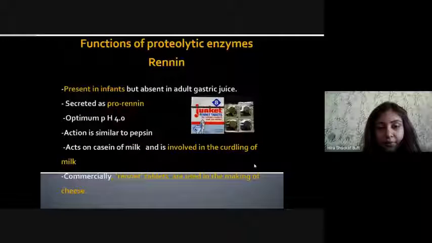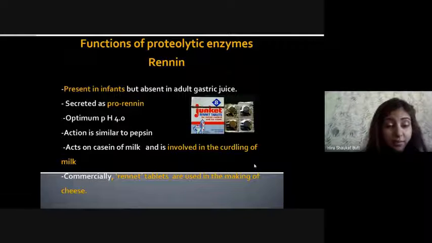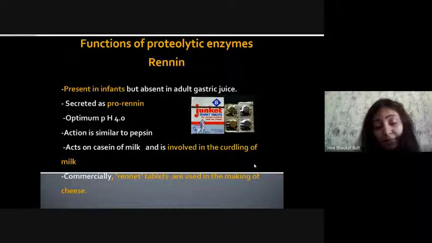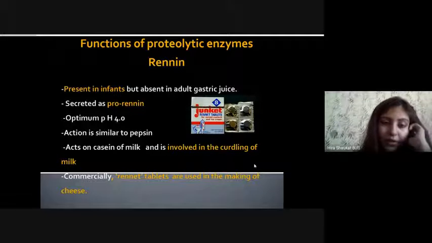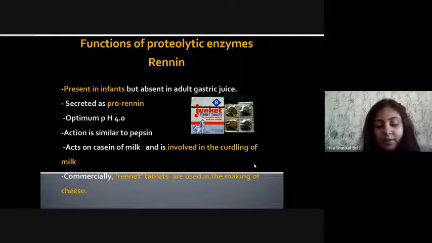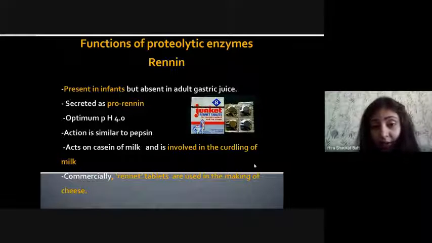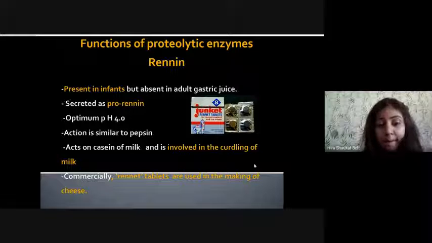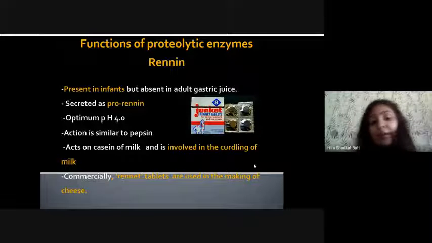Afterwards, here comes renin. Renin is an enzyme which is present in infants. Always remember that the only diet of an infant is milk. So renin is present in neonates, and it is involved in the curdling of milk. It is not present in adult gastric juice. Its action is similar to pepsin, and it also acts on the milk protein and is involved in curdling of milk.